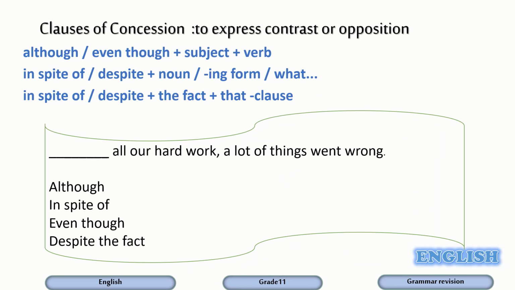Let's check. So this is from the beginning of the sentence. All our hard work, a lot of things went wrong. So focus on the first clause. All of our hard work. Is it a clause? Is there any verb here? No, there is no verb. So we are going to exclude this. So all of our hard work is about a noun. Which one is used with a noun? In spite of or despite. So the answer will be in spite of.